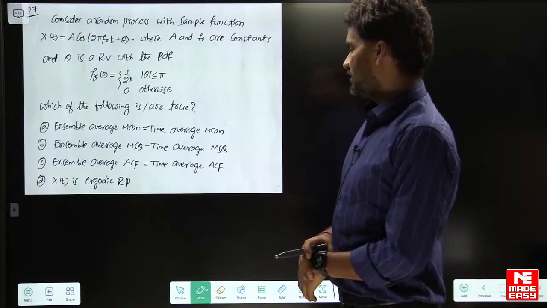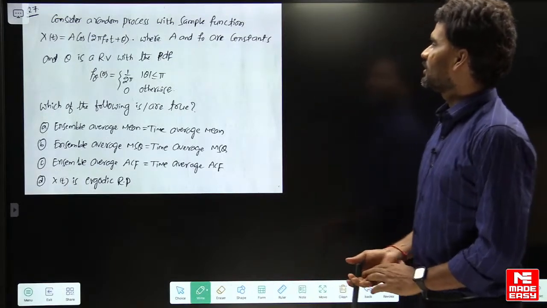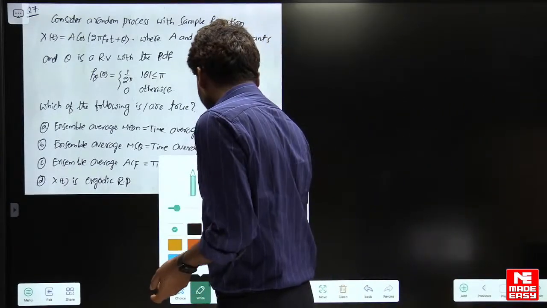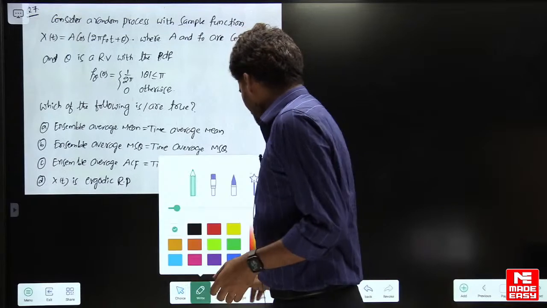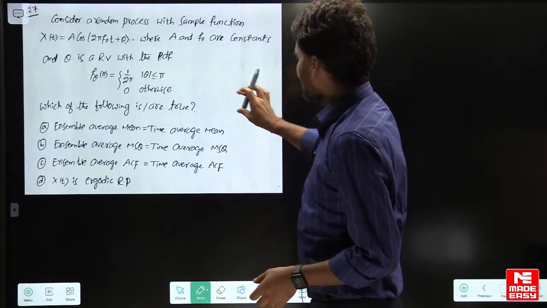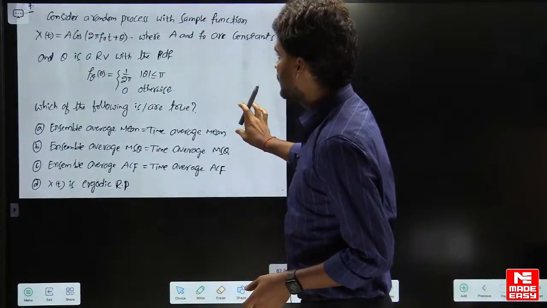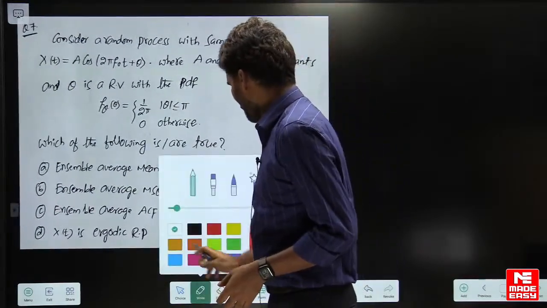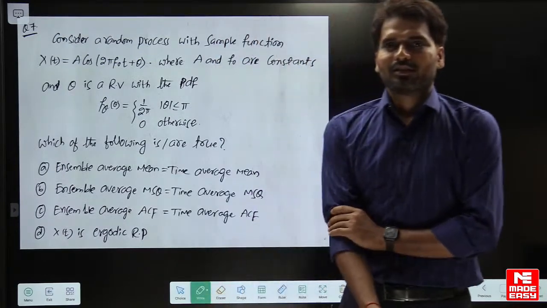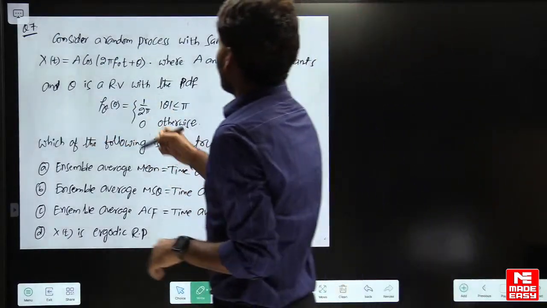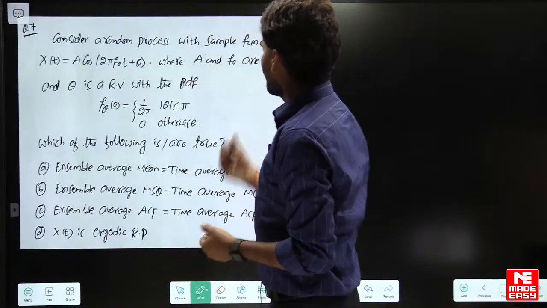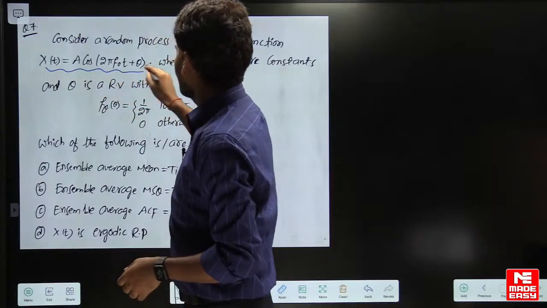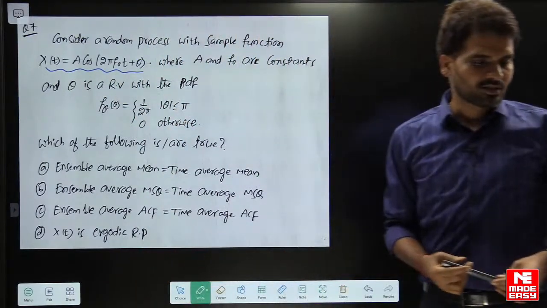This is a typical question. Let's do it. Can you see it? Let me elaborate it a little bit. Now let me read it for you. Consider a random process with sample function xt equal to a cos 2 pi f naught t plus theta.